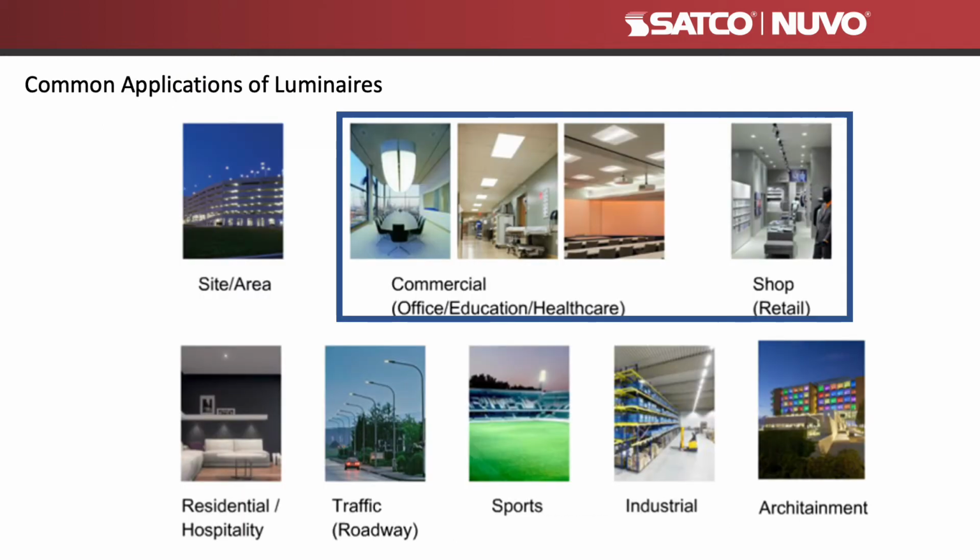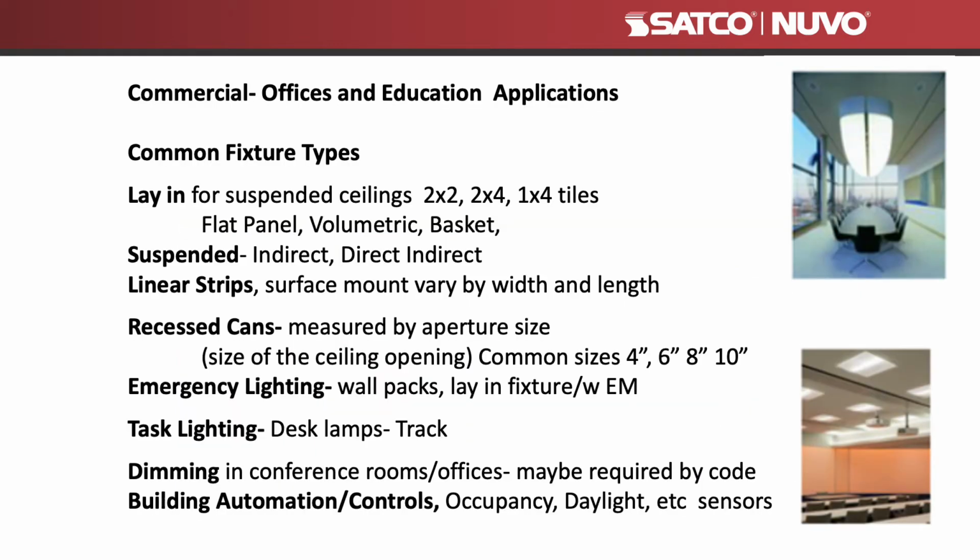Let's take a look at applications by segment. The largest and widest one is commercial applications, which includes office, education, and healthcare. And in that, I'm also going to put in retail lighting because they use many of the same types of fixtures. So in the commercial, office, and retail, some of the most common fixture types are lay-ins. Because they use suspended ceiling, it just makes sense that the 2x in all its forms are very popular. They come in different styles, wattages, and lumen output. Two that come to mind: flat panels, volumetric, and baskets.